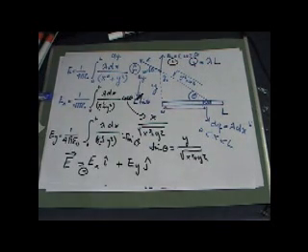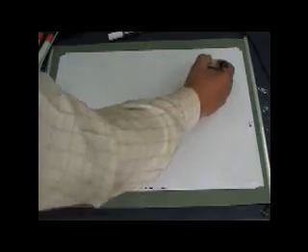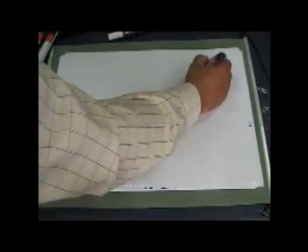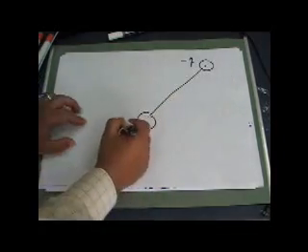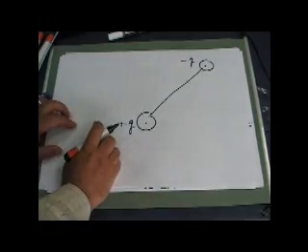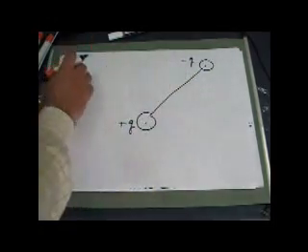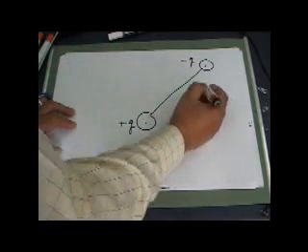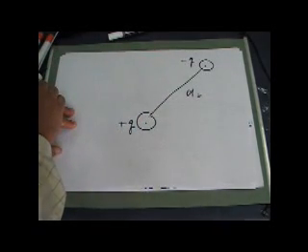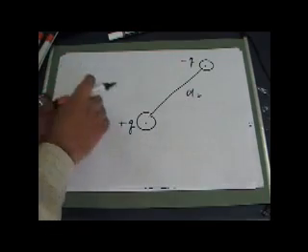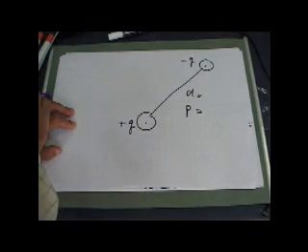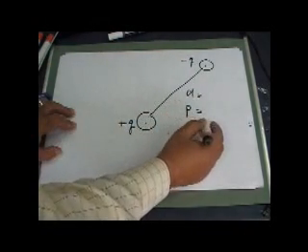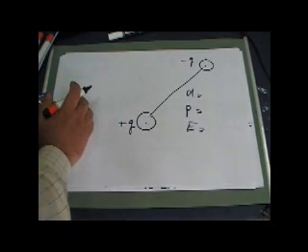Okay, problem number 4, very quickly. Problem number 4 says that you have a dipole like this. I have one charge that is minus q and one that is plus q, and the distance between them, d, is given. I also gave you the dipole moment P, and the electric field E, and the direction of it.